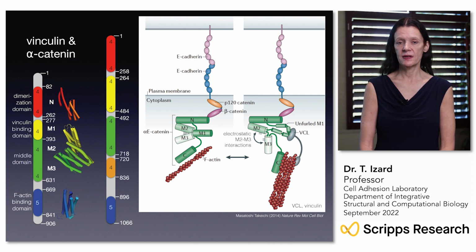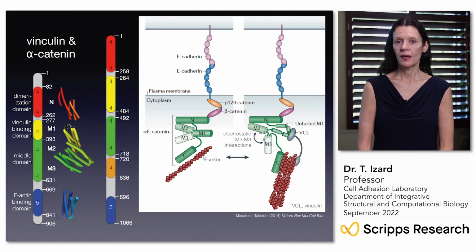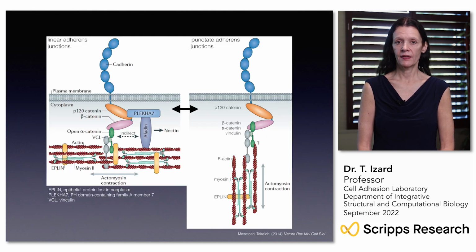So alpha-catenin M1 unfurls first to bind to vinculin, since they both have F-actin binding domains. It is not surprising that the alpha-catenin vinculin complex binds more actin filaments than alpha-catenin alone. Okay, so back to the linear and punctate adherens junctions. These are interconvertible in epithelial cells, depending on their cellular context.